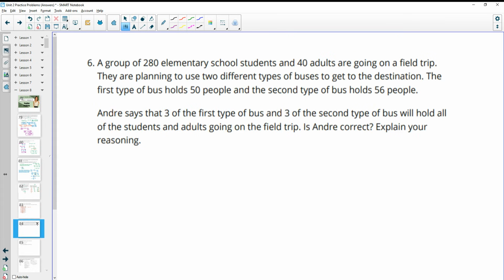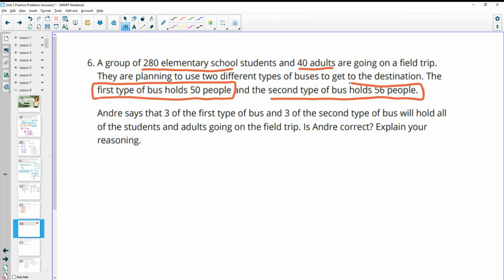Number 6, a group of elementary school students and 40 adults are going on a field trip. So 280 elementary students and 40 adults. They're planning to use 2 different types of buses to get to their destination. The first type of bus holds 50 people, and the second type of bus holds 56 people. Andre says that 3 of the first type of bus and 3 of the second type of bus will hold all the students and adults going.